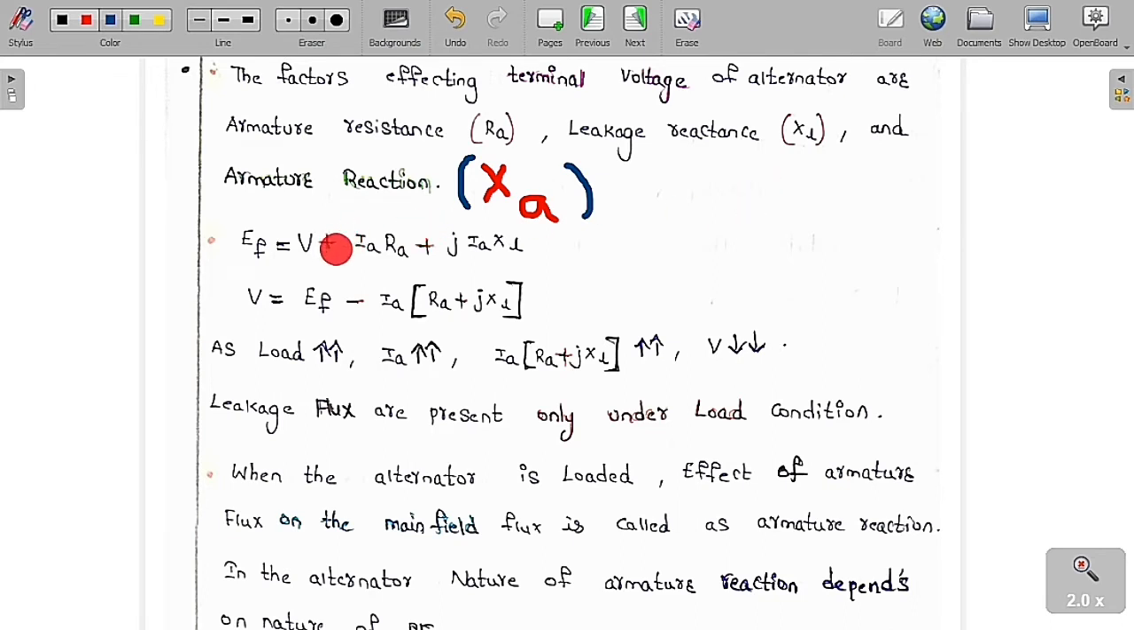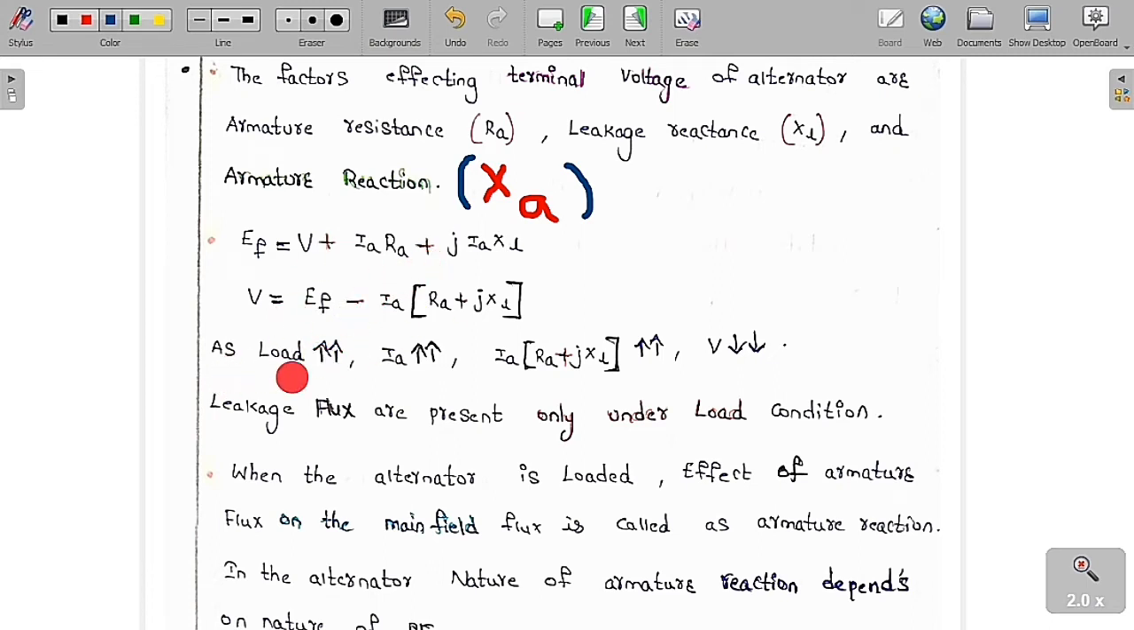So, in case of a generator, EF is equal to V plus IA into RA plus J into IA into XL. Here we have to include the XA as well, but now I have negated the XA value. So what is the value of V? V is equal to EF minus IA into RA plus J XL. Here I have negated the armature reaction reactance, which means I am going to neglect the armature reaction. All these are per phase values only.